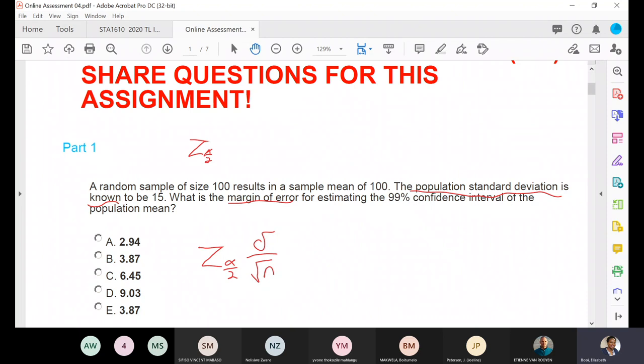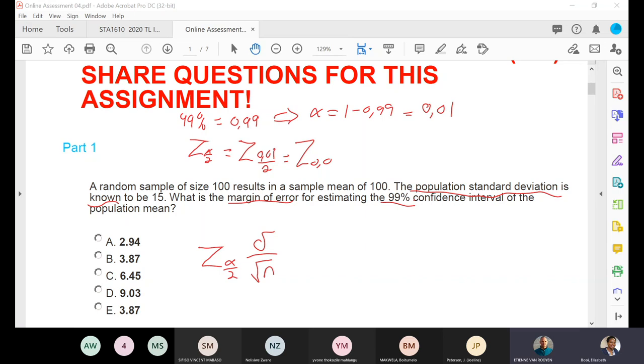For Z alpha divided by 2, we need to first find alpha. We know that this is 99%. So a 99% confidence level is 0.99, which then gives alpha of 1 minus 0.99, which equals 0.01. So then you just substitute Z of 0.01 divided by 2, which is 0.005. Then it means we need to go and find this on the table.